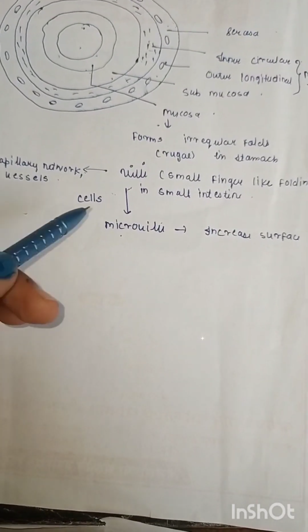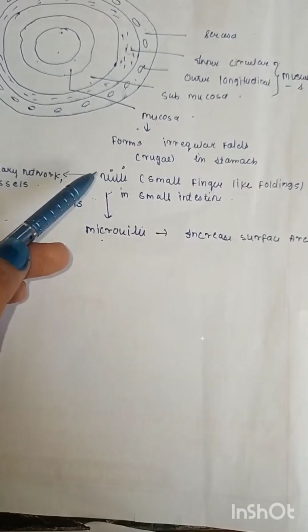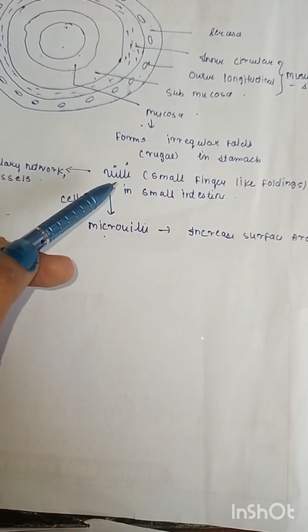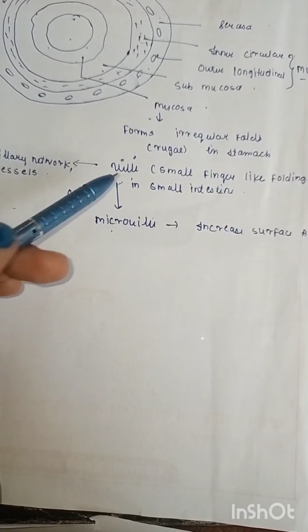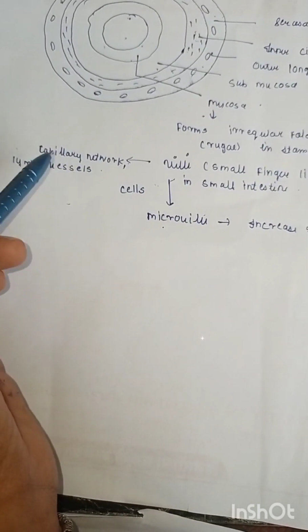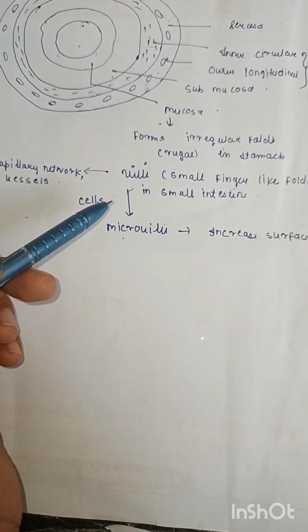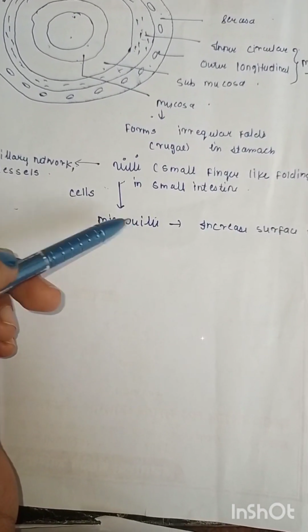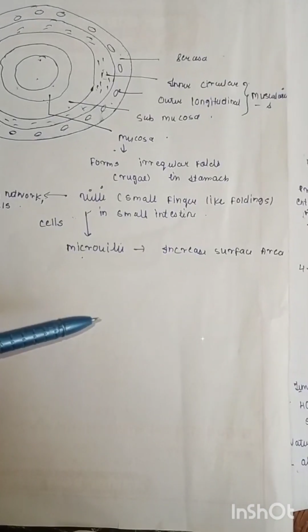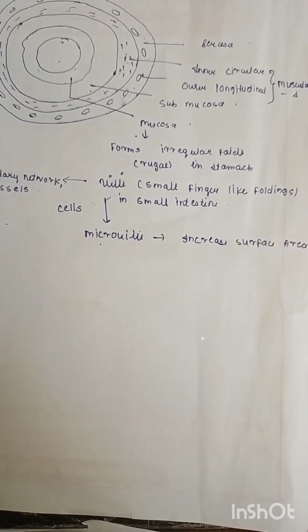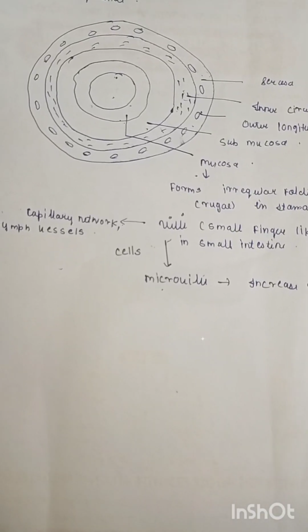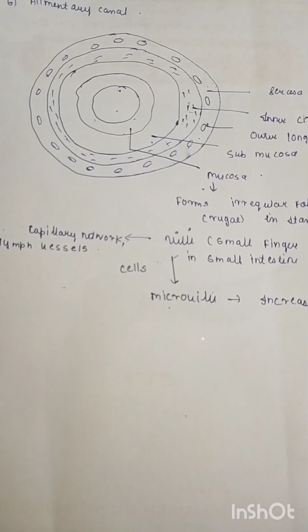In the small intestine, it forms small finger-like foldings which are known as villi. The villi consist of a capillary network and lymph vessels. The cells on the villi gather and form microvilli, and the function of this is to increase the surface area. This was about some parts of the human digestive system.